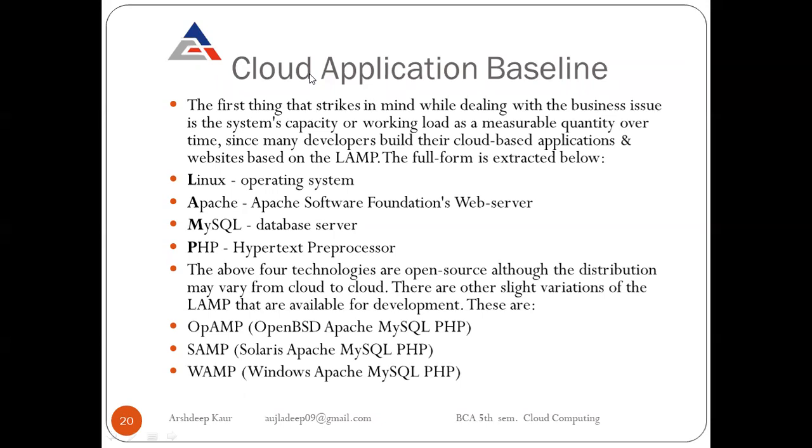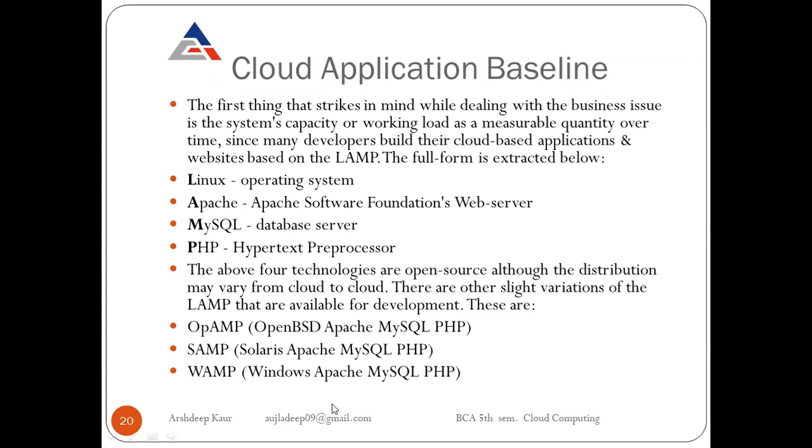The full form of LAMP is that L stands for Linux, that is an operating system. A stands for Apache, that is the Apache Software Foundation web server. M stands for MySQL, that is the database server. P stands for PHP, that is Hypertext Preprocessor. All these four technologies are completely open source, and their distribution is different from cloud to cloud. We have some other variations of LAMP, like OpenBSD, Apache, MySQL, PHP, SAMP. We have WAMP, Windows, Apache, MySQL, PHP.